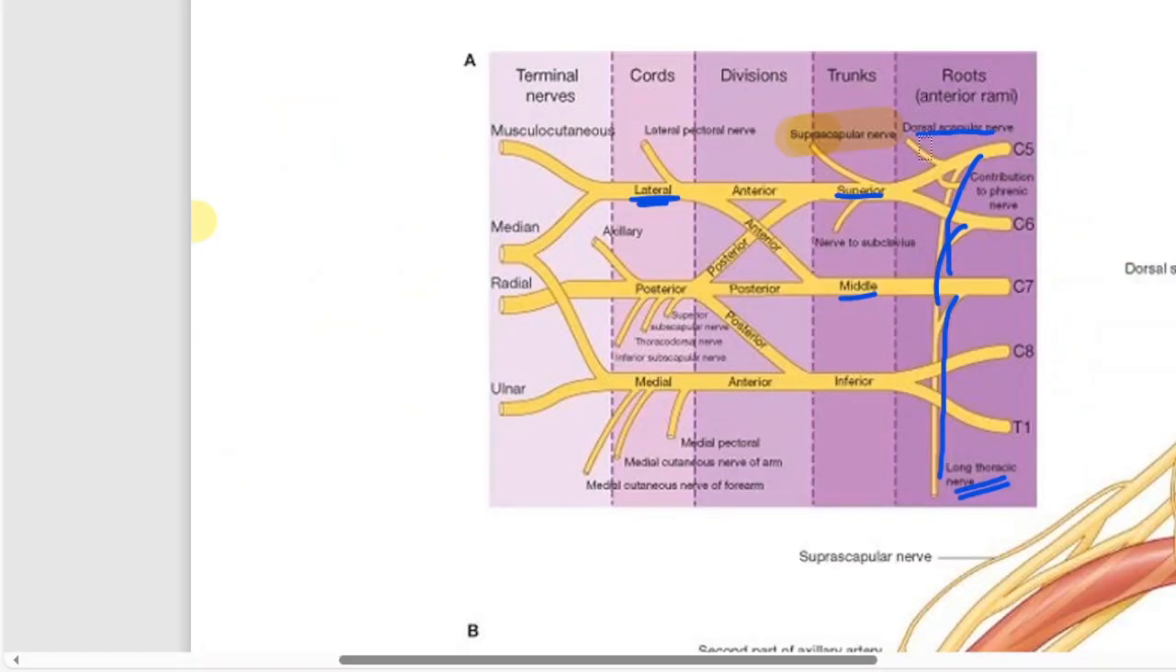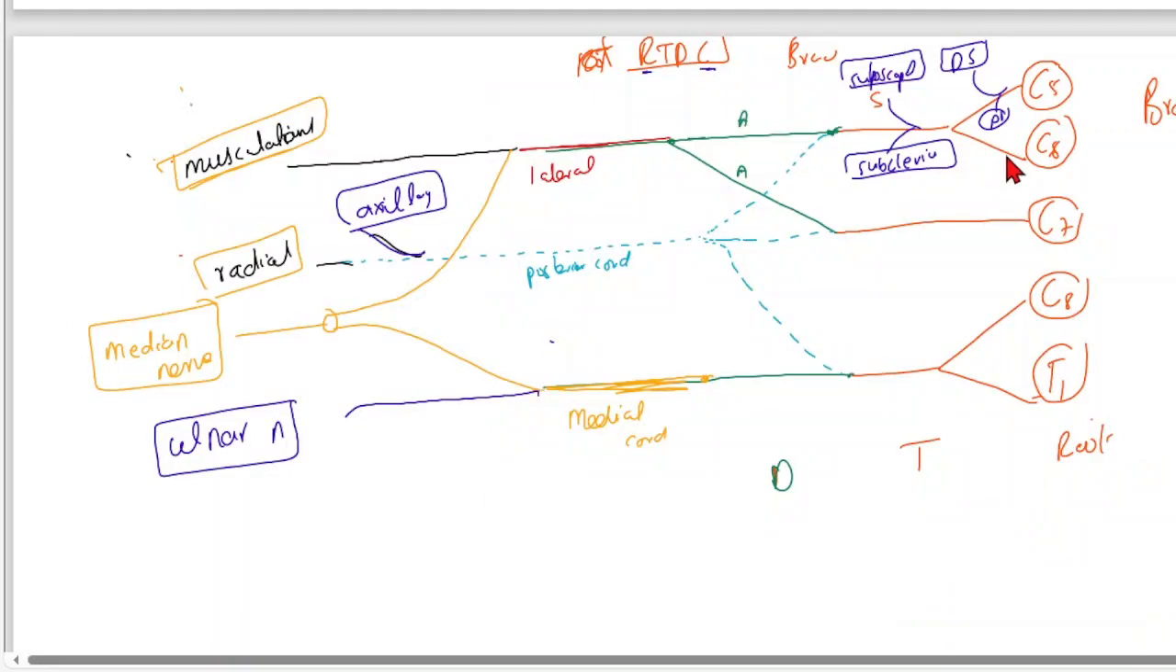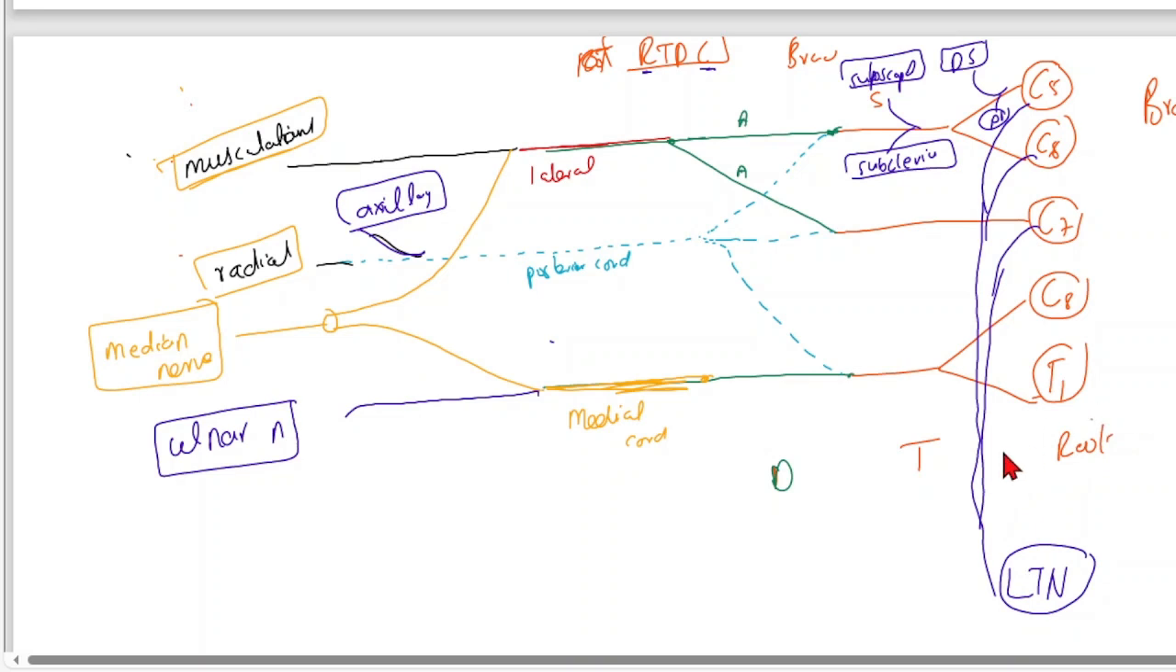Now, another thing is from the root, from C5, C6 and C7. From this root, the long thoracic nerve arises. Okay. Now from this area these nerves arise. From the division, no nerve arises. Now from the cords, you have to understand which nerves arise.